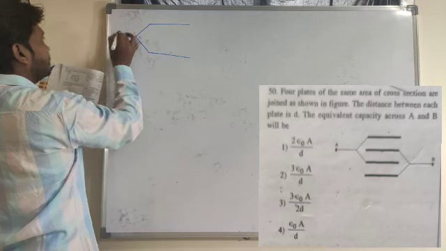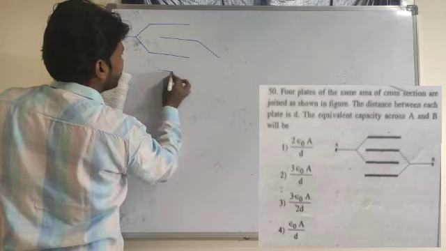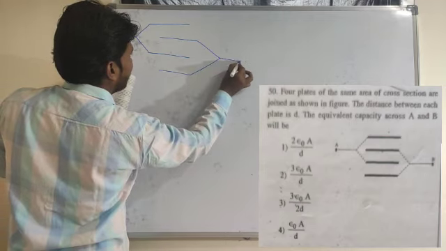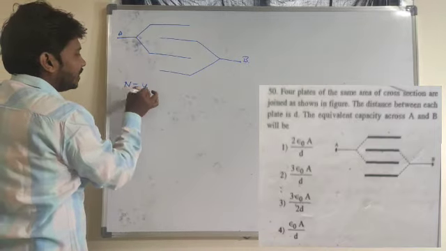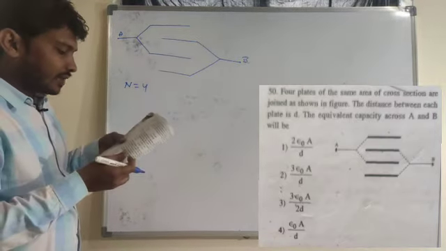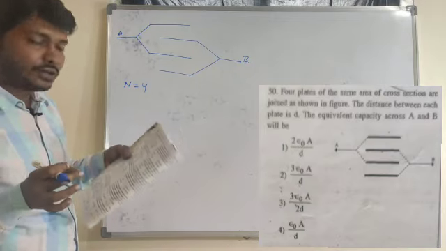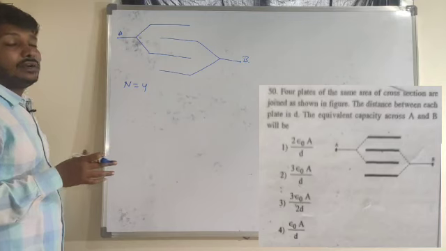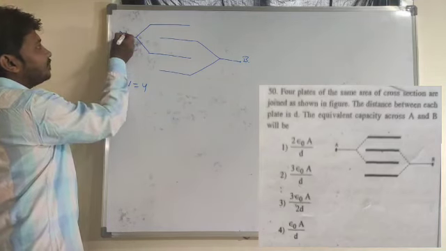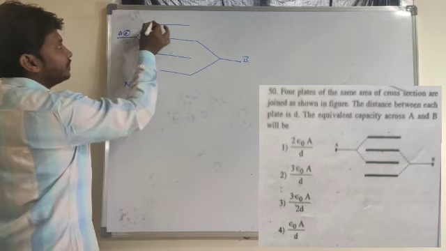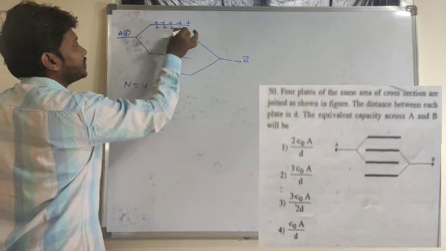Let me take this as point A, and another one will be point B. How many plates are there? There are 4 plates, arranged in this manner. The equivalent capacitance across A and B will be, I want to find out that equivalent capacitance between A and B here. So for example, if plate A or point A is positive, it will accumulate positive charge here.